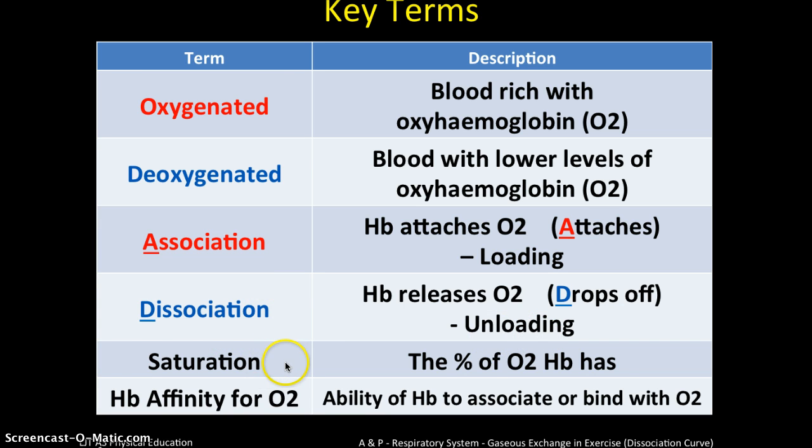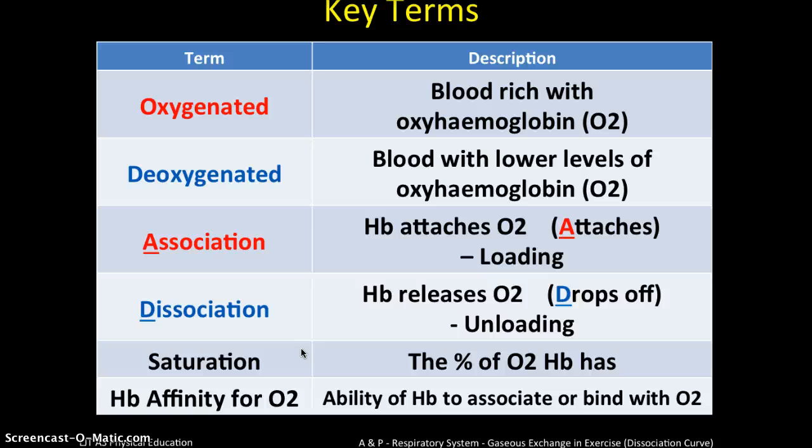I've used this term quite a bit already, but saturation describes how full up the hemoglobin is with oxygen. So if it's got its 4 pairs of oxygen as it leaves the lungs, it will be described as being fully saturated. And even in exercise, our hemoglobin tends to leave the lungs fully saturated.